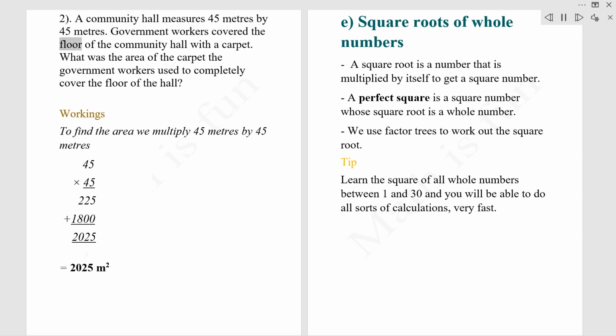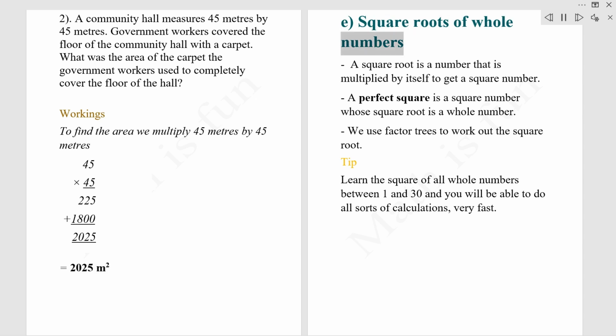Government workers covered the floor of the community hall with a carpet. What was the area of the carpet the government workers used to completely cover the floor of the hall? Workings. To find the area we multiply 45 meters by 45 meters. Equals 2,025 square meters.